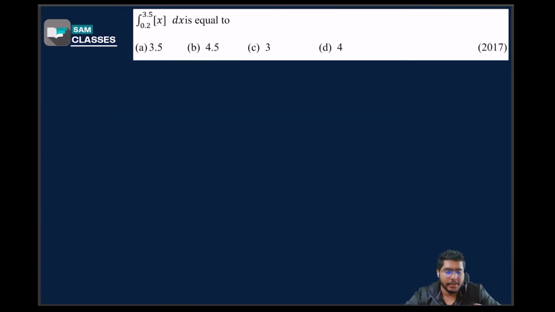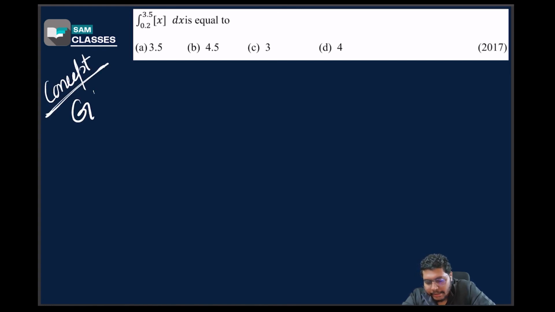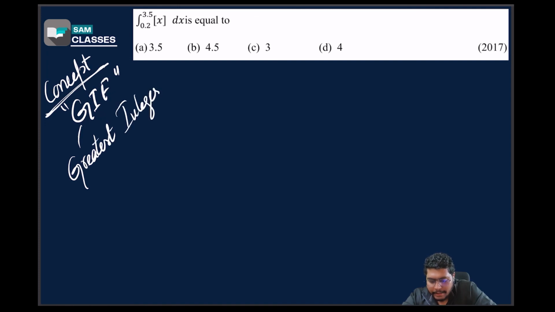Now this question is very good and it will help you to boost your understanding. For this question, the basic concept behind it is the GIF. What is this GIF, sir? It's the greatest integer function. Few people remember it, and few have left it. Just by listening to this, they're like, sir, very difficult, we can't remember it.